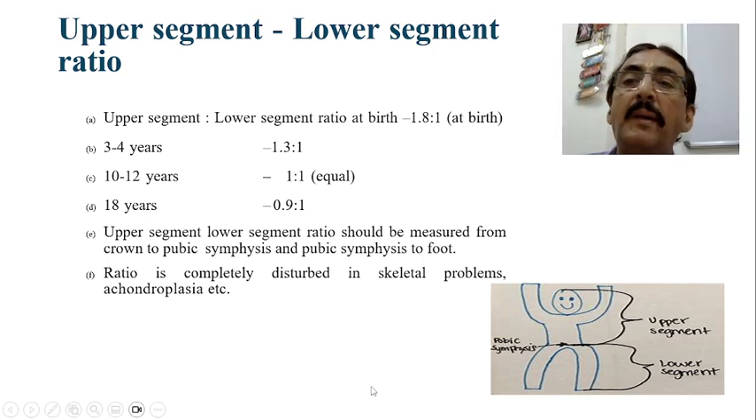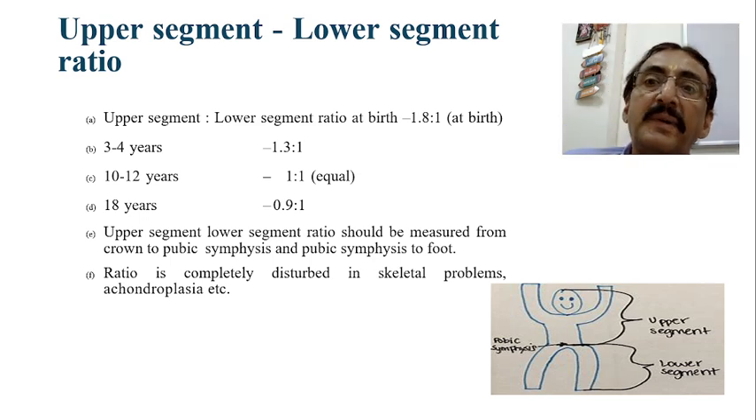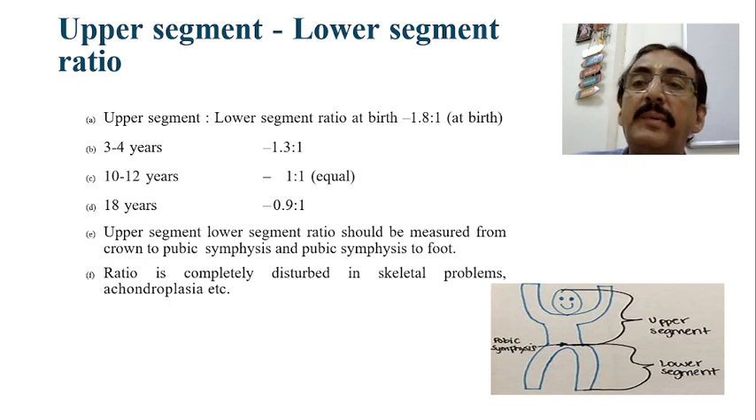Another important thing is the upper segment and lower segment ratio. The upper segment to lower segment ratio at birth is 1.8:1. First you should know the meaning of upper segment. Upper segment is measured starting from the scalp, that is the occiput, to the pubic symphysis.